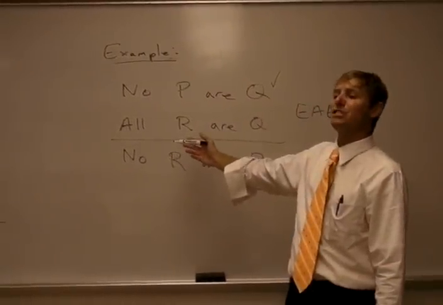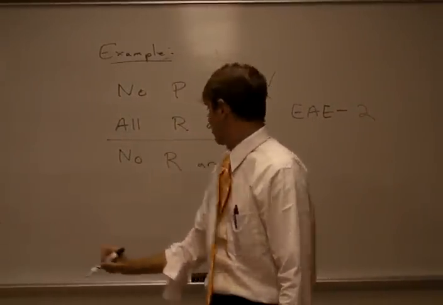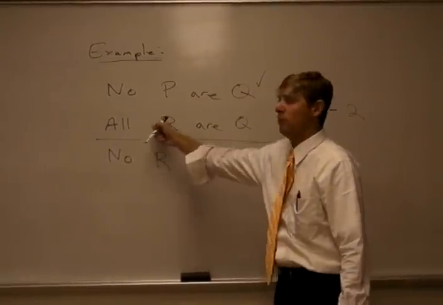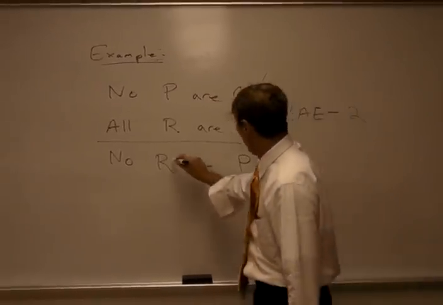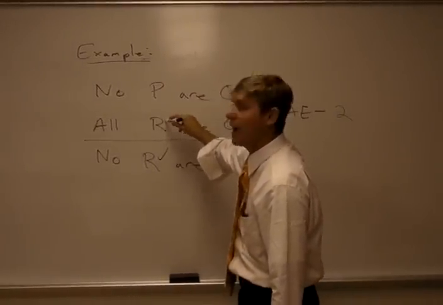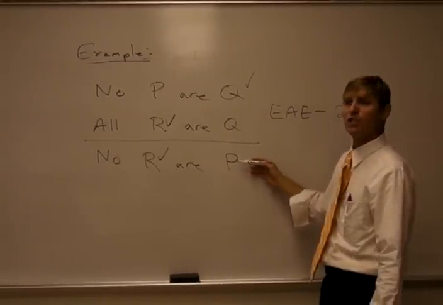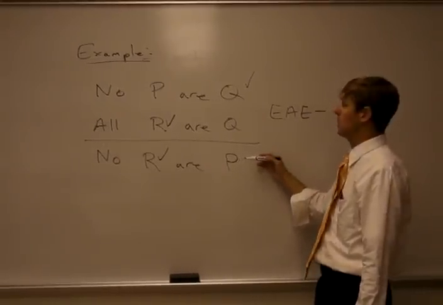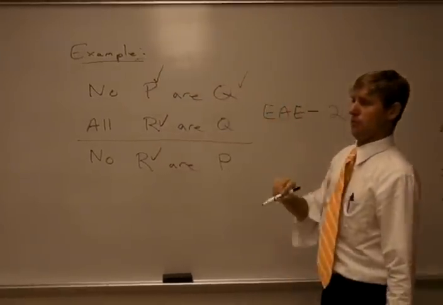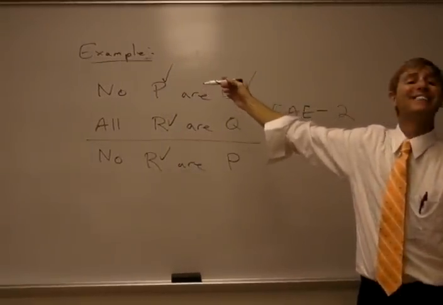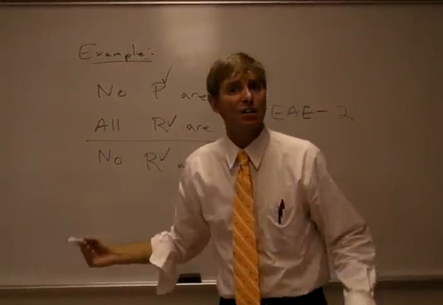Now, look at our conclusion. Our conclusion is an E statement. So recall that E statements distribute subject and predicate. So both R has to distribute up here, and P has to distribute up here. Now R is the subject of an A statement, and that distributes. P down here, which is the predicate of an E statement, distributes. So it has to distribute in its corresponding premise. And behold, it's the subject of an E statement. It distributes. This EAE2 syllogism passes the rules.